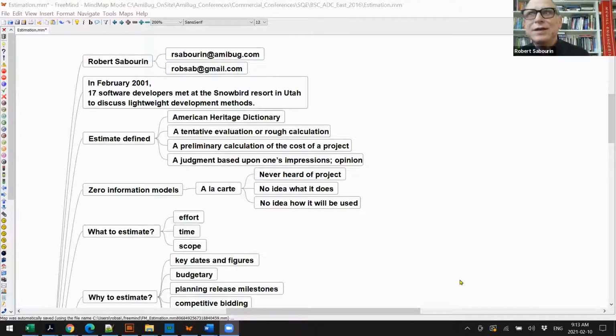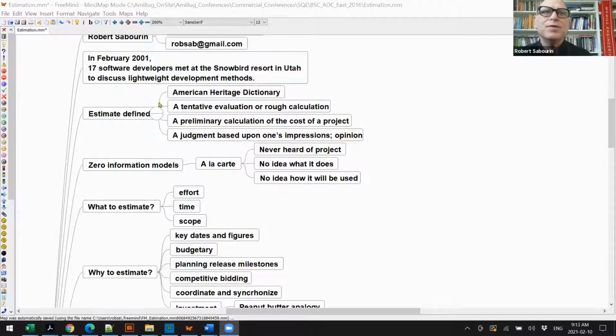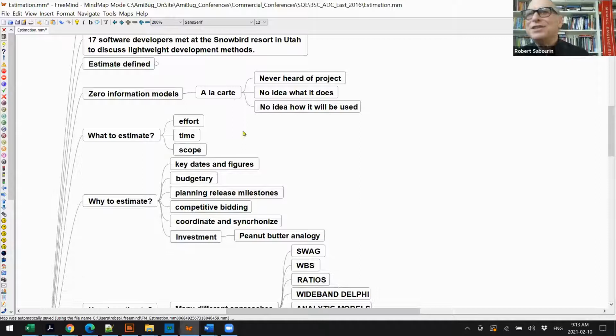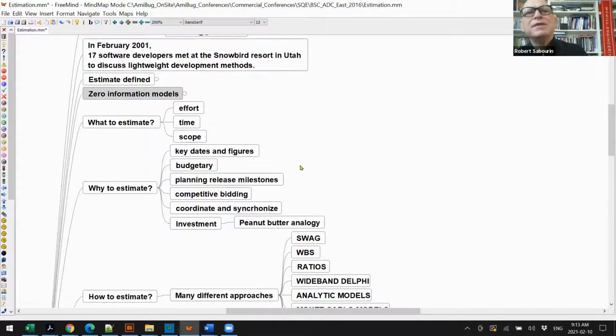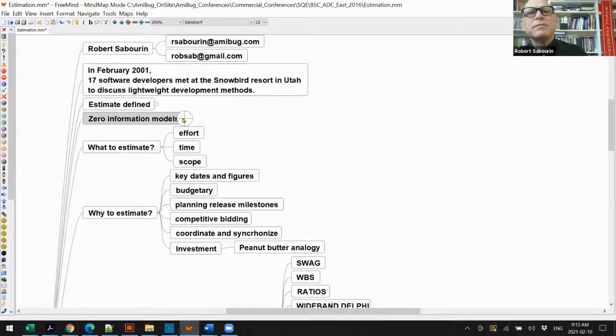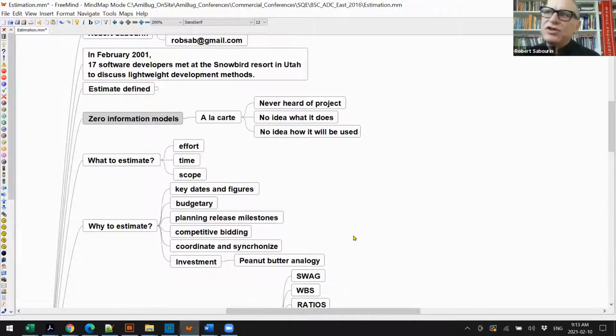The goals vary too, right? So not all projects have the same goals. Moving along, just not to spend the time, we're not in a dictionary class here, but you've got to start with something. It's possible to estimate with very little information. In fact, it's possible to estimate with no information. This is a cool thing. What we call zero information models for estimation.